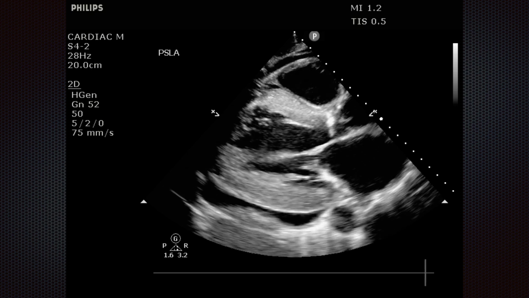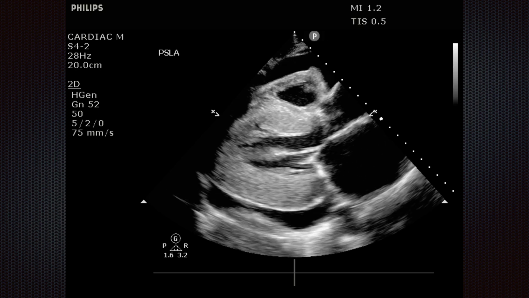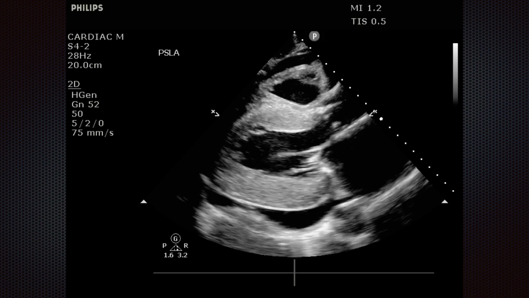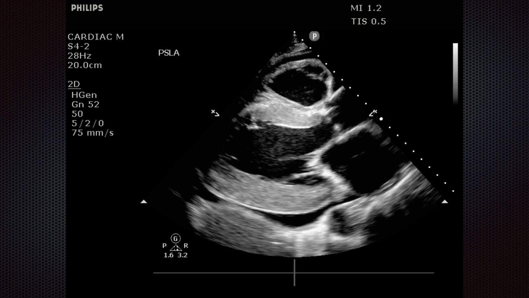So great view of the pericardial space, the left ventricle, left atrium, the left side of the heart, for all intents and purposes for this particular window. So that's parasternal long, right? With that said, let's move on to the parasternal short. That's gonna be our next window that we want to talk about.